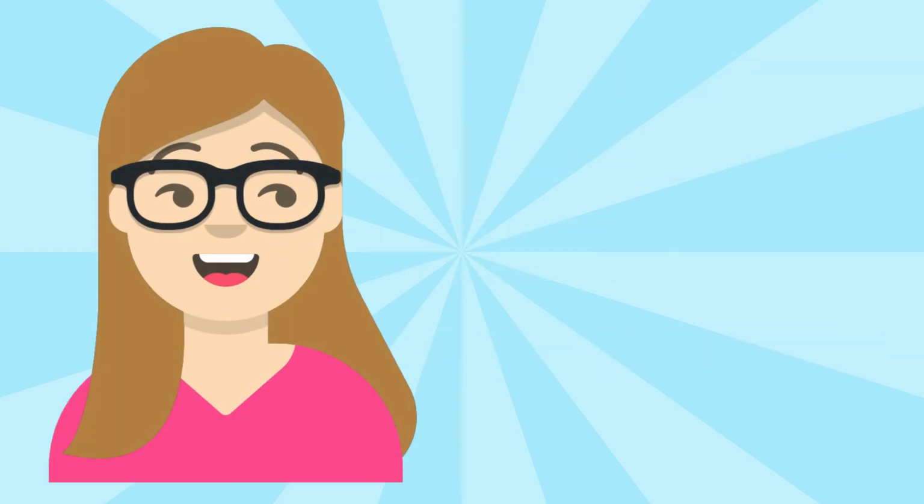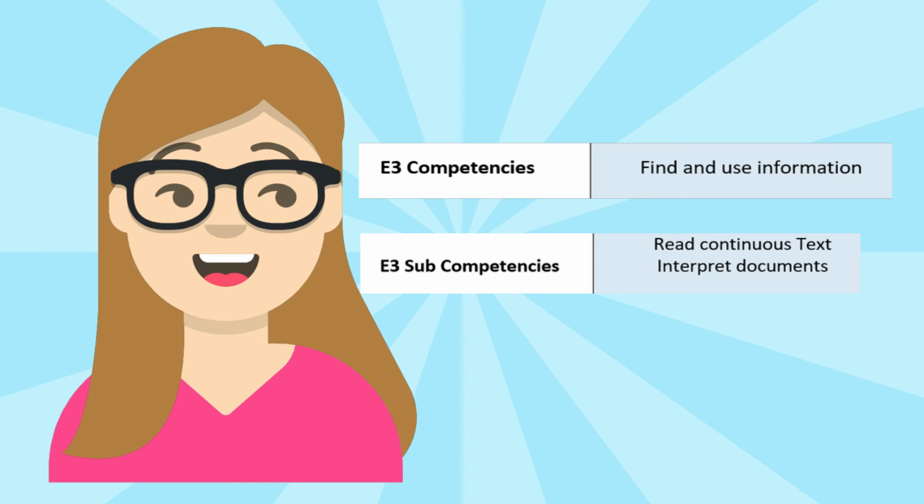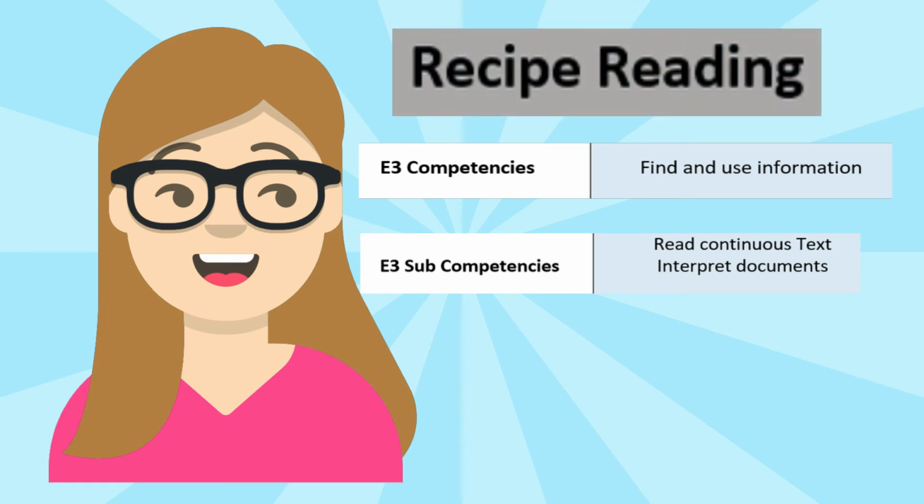The second E3 competency that is embedded in this lesson would be find and use information. It would also fall under the sub-competency and abilities of read continuous text and interpret documents. In this lesson, reading continuous text would be the learners reading the recipe. The learners will practice how to read a recipe from beginning to end before starting their cooking. The learners would interpret documents by reading the recipe to determine what ingredients are required. Do they have them, or will they be required to look for possible substitutions? The learners will also follow the recipe in the steps provided.